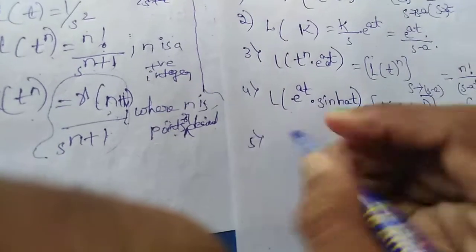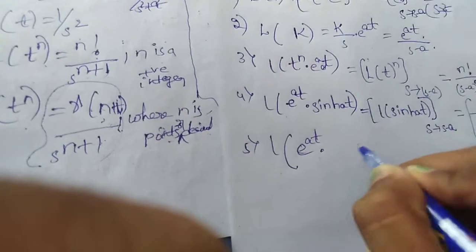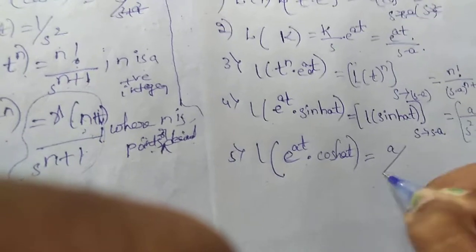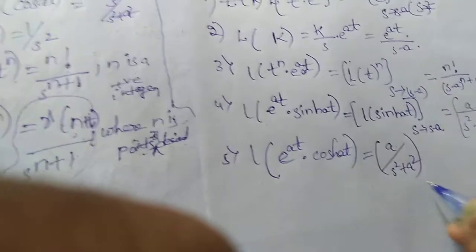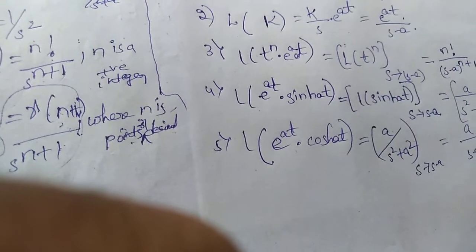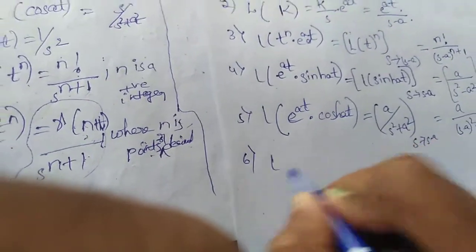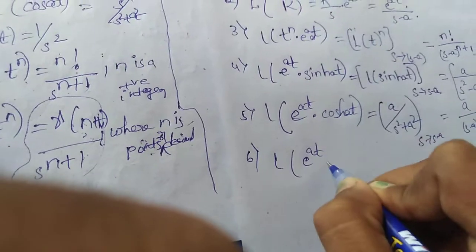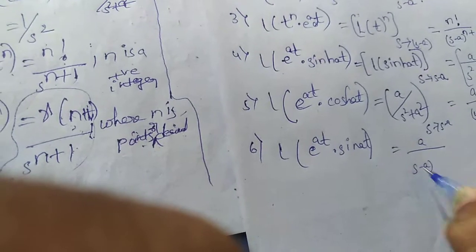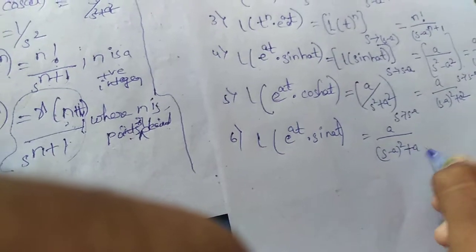Next, as it is, we write only s in the place of s, and we mention s minus a. With s tends to s minus a, L of e power at into cosh at gives s minus a by s minus a whole square minus a square. Like this we can write all the formulas. L of e power at into sin at equals a by s minus a whole square plus a square.